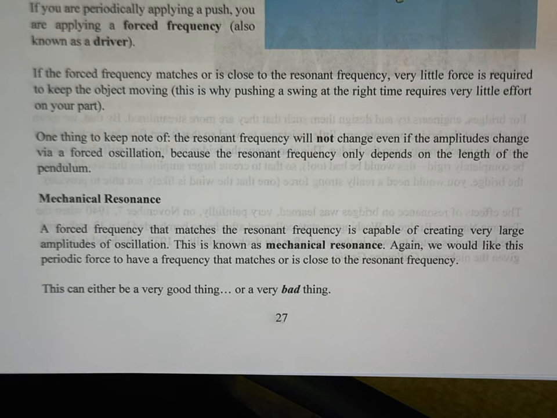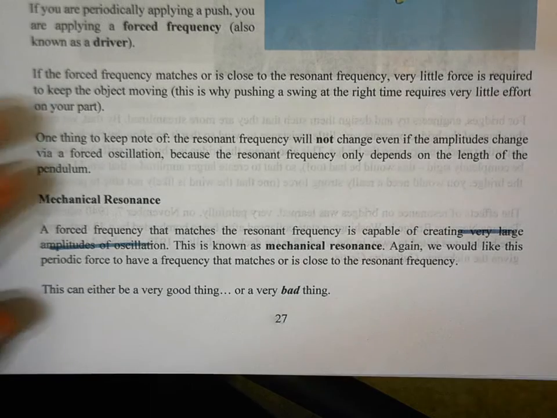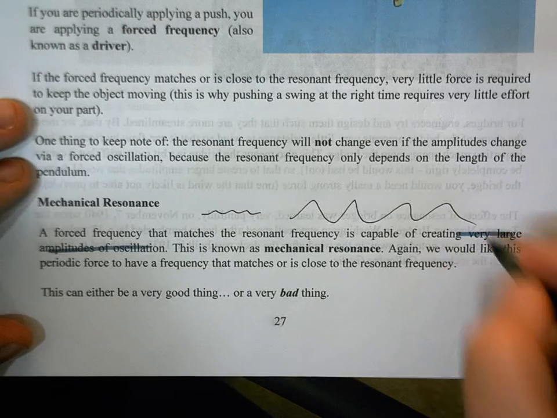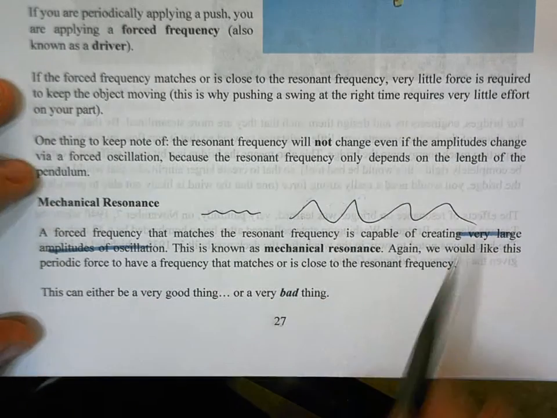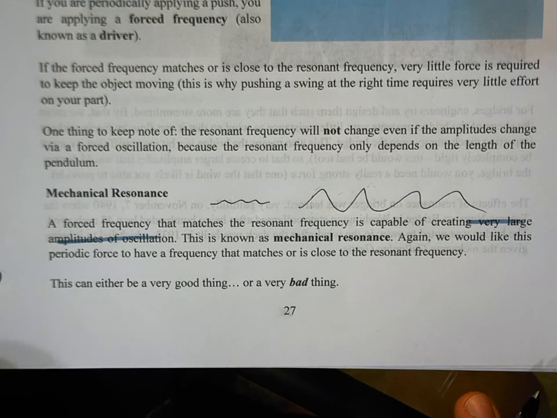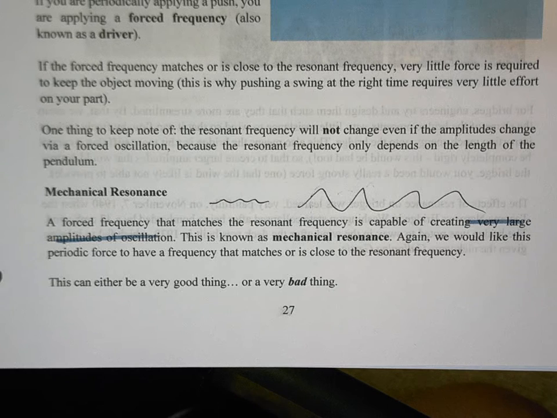Now, when we have a forced frequency that's close or matches the resonant frequency, what can happen is we can start to create really large amplitudes of oscillations. So, we could start going from something like this to something like this. We could start to build up the energy in this object. So by matching those frequencies or getting them really close to one another, we're going to exhibit this characteristic known as mechanical resonance.